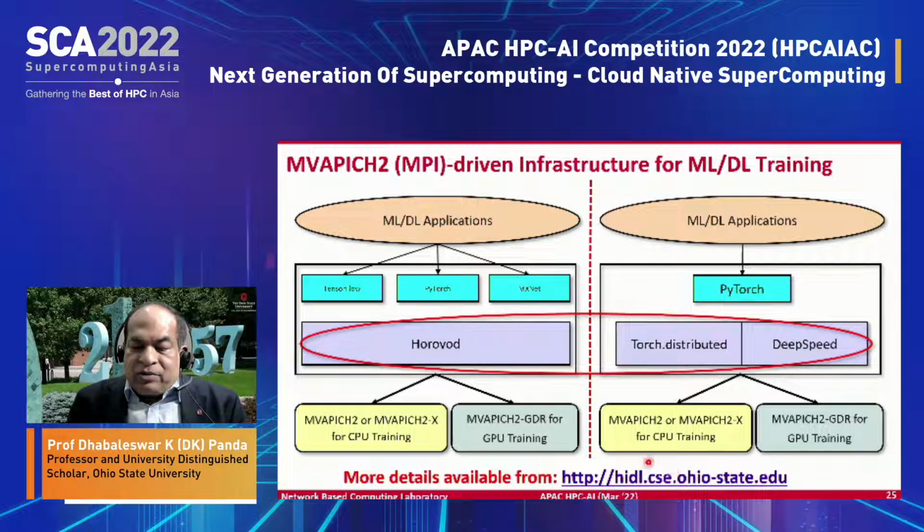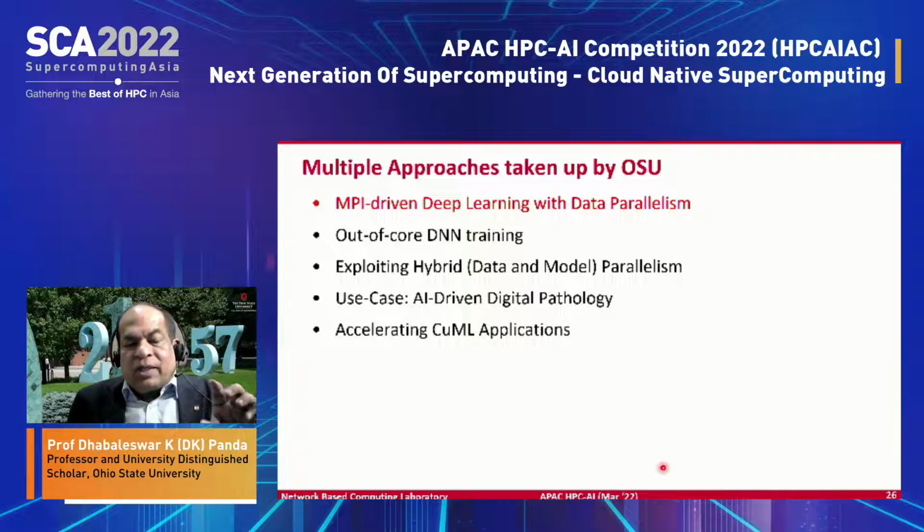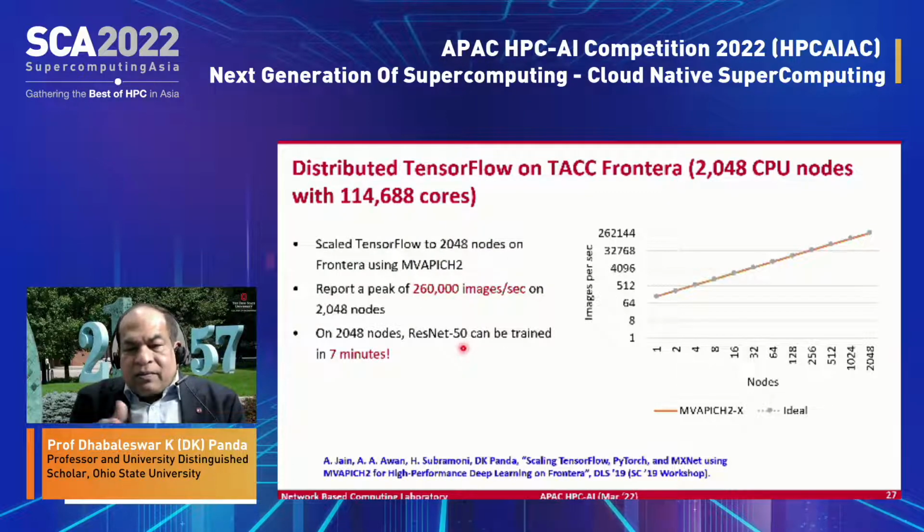And in fact, we have this project called HiDL, High Performance Deep Learning. So you should be able to directly download our libraries and build it yourself, and then you will see real benefits. All the end applications can run transparently without any issue and get good performance. So in this context, let me try to show you some initial results. I'll try to focus on out-of-core training. I'll show an example of digital pathology, and also we have a very tight integration even with the machine learning applications.